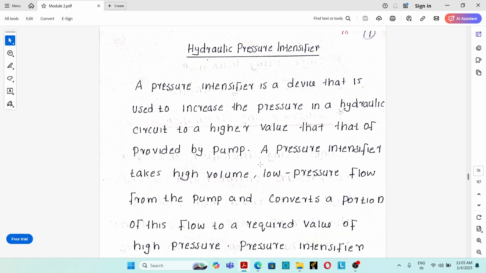So the pump will provide hydraulic oil with a certain pressure. The hydraulic intensifier will boost the pressure of the hydraulic oil to a higher value than what the pump provides. The hydraulic intensifier is also known as a pressure booster. It boosts the pressure to a higher value. So a hydraulic intensifier always takes low pressure, high volume hydraulic oil, and converts it into high pressure, low volume hydraulic oil.